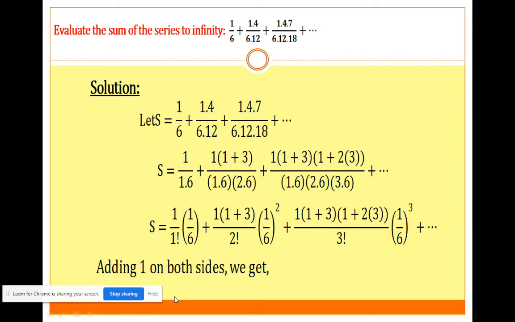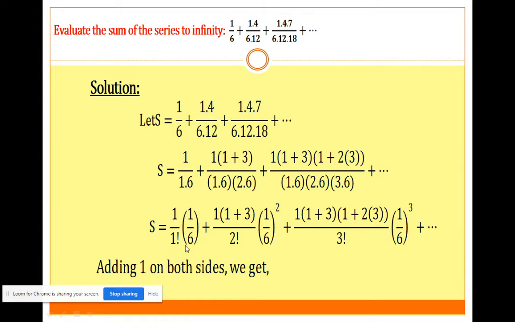Next, according to the third step, the number of factors in both numerator and denominator should be equal to the number of the index. This we have already seen. Here the power is 1, so the number of factors is 1. Here the index is 2, so the number of factors is 2, and the denominator also has 2 factors, similarly. That is also satisfied. Next, each term has one more factor than the previous term, that is also available here. Now we can compare with our standard expansion.